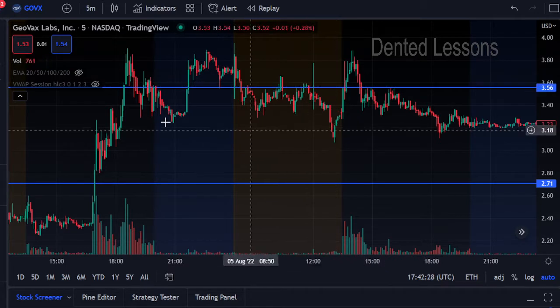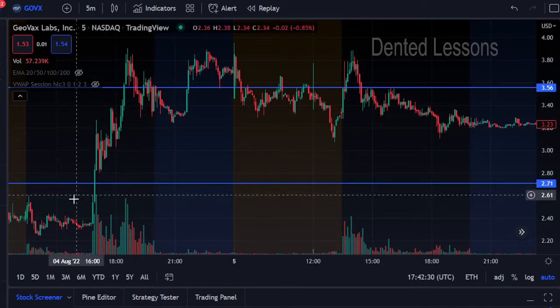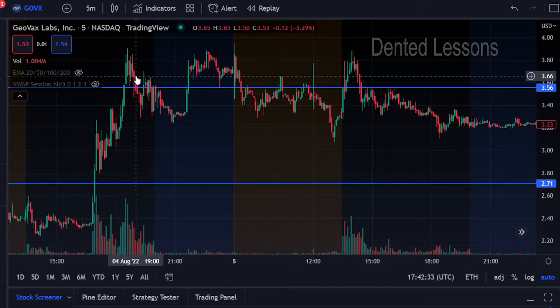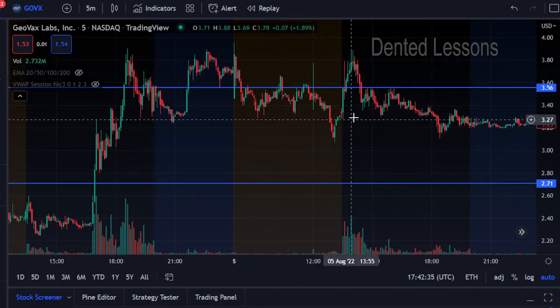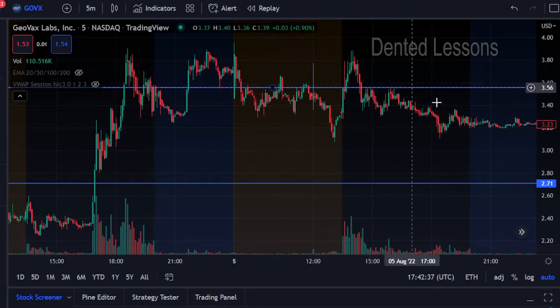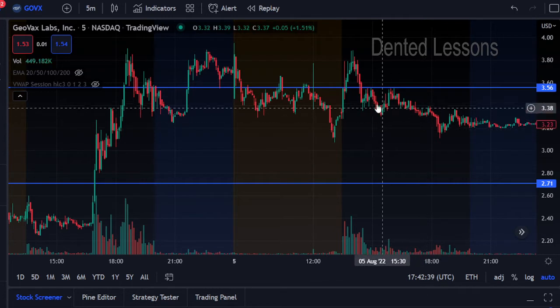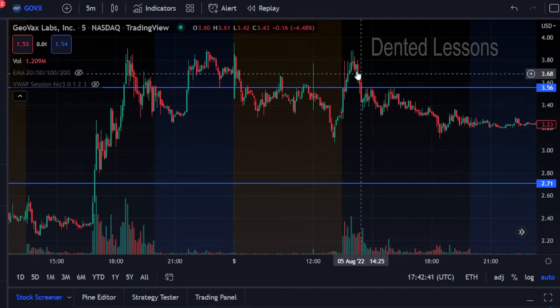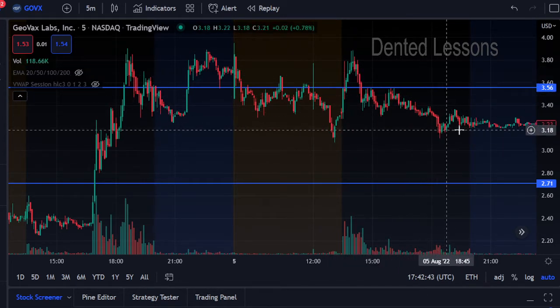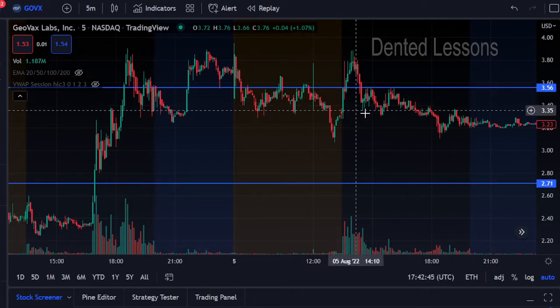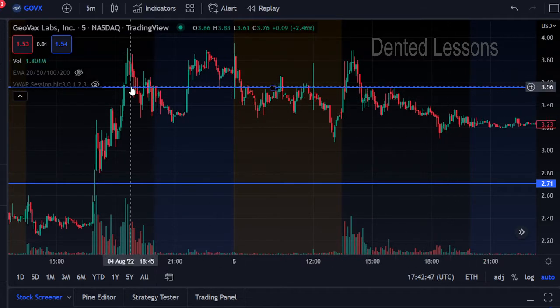So this is a pretty clean example of both being able to play the red to green moves and also the green to red moves. So once you've been able to master these two plays, you can really see how much momentum happens when it comes to these kind of plays. A lot of the time, these previous daily closes are going to be some of the most important levels you can look at for support and resistances.